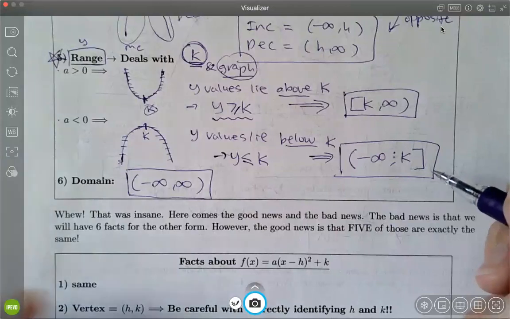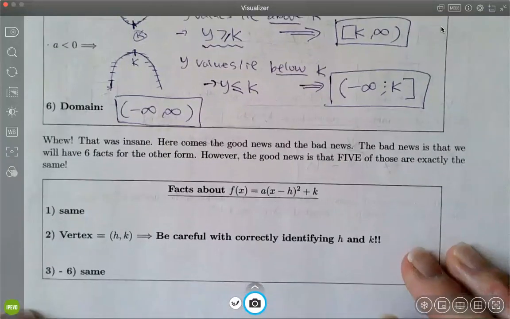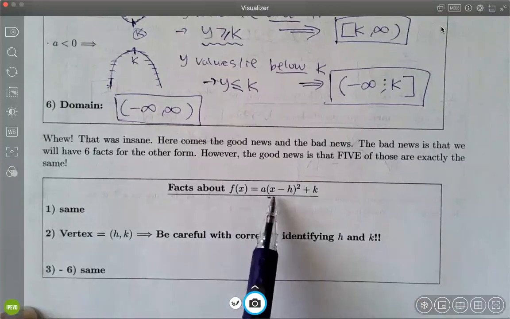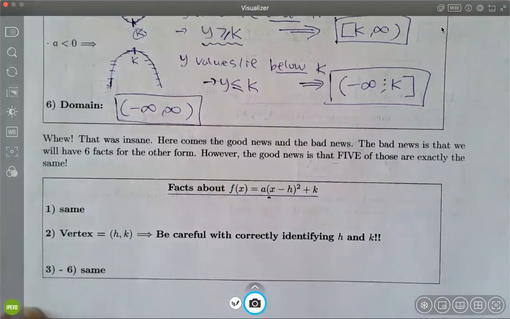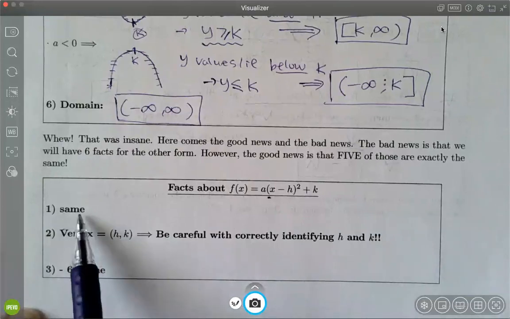So now, here is the good news and the bad news. Remember, we also had this secondary form, a times x minus h squared plus k. The bad news is there are also these 6 facts for this secondary form. Now, the good news is 5 of them are exactly the same. Only one of them is different. So, number 1, opens upward and downward, same. Number 2, vertex, h comma k.